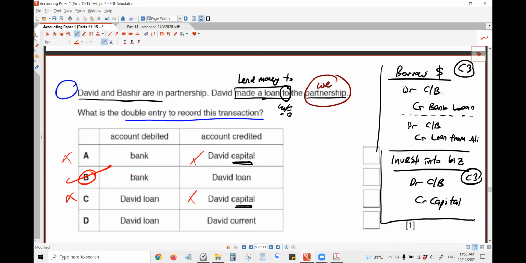You are borrowing money from David. You debit bank, credit loan from David. They can also describe it as loan from David. It's the same thing, consistent with what I'm showing you here. Therefore, answer is B. You cannot credit David's current account because current account is not meant for that. You have to create a liability account to show how much the partnership owes to David.